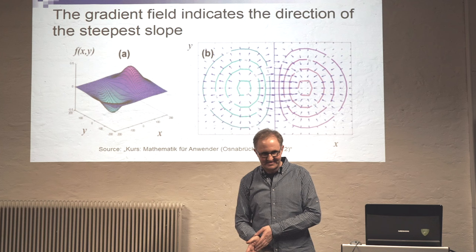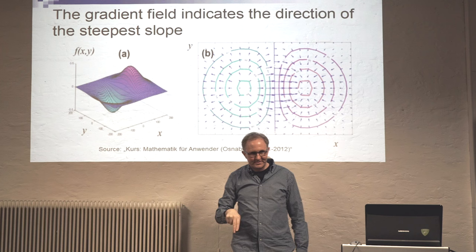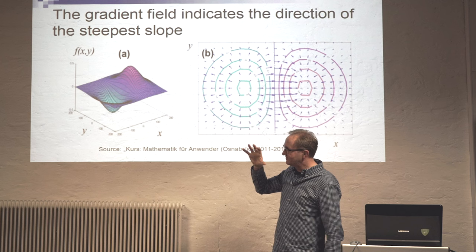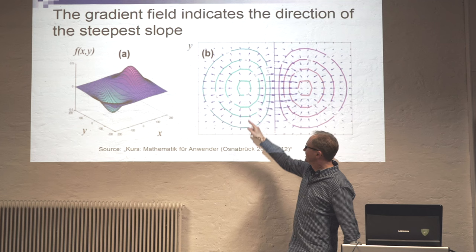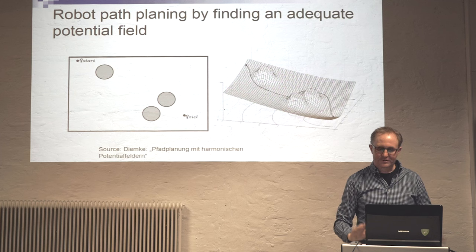And the gradient field is a vector field which shows, for such a potential field, such a surface, the direction for each point where it goes down most steeply. Okay? So where a ball would roll if you put it there and let it go. It would roll down in the steepest way. And on each point of that field, this gradient field has a vector which shows the direction of the steepest descent.